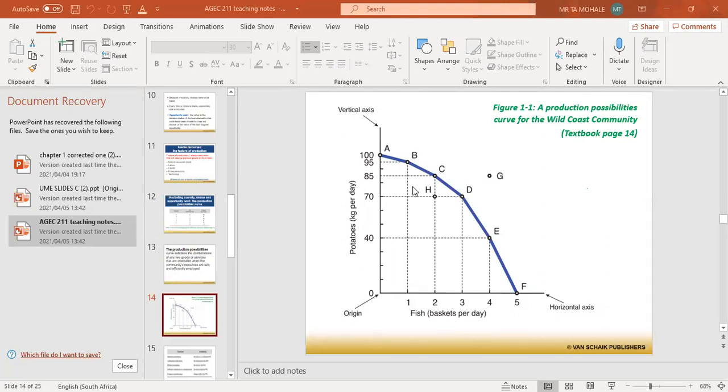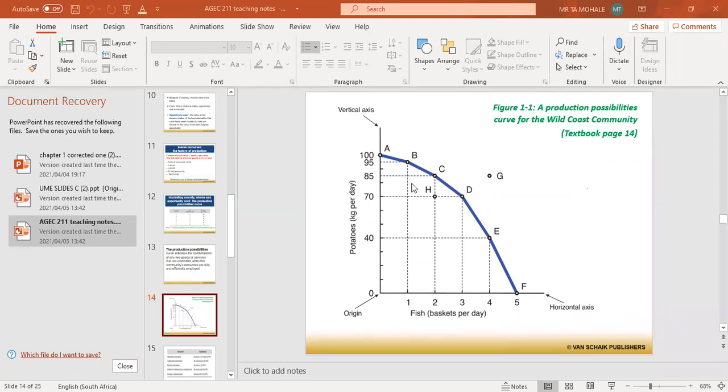Then, can you please repeat again? Okay, points A, B, C, D, E, and F are called attainable and efficient combinations. Remember, I told you that when we say something is attainable, it means we are able to achieve it. When we say it's efficient, it means that we are employing resources fully. We are using them fully and we don't waste any of those resources. That means we are efficient. Meaning that A up to F are achievable and they can be produced simultaneously without wasting the resources, time, and energy, including money.